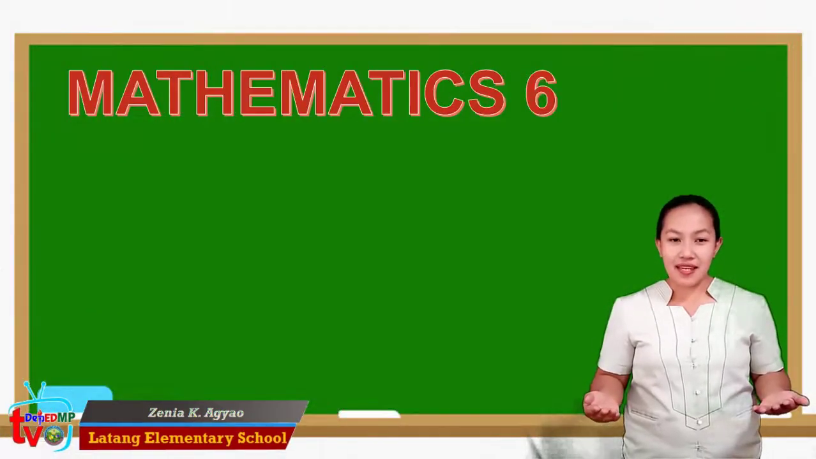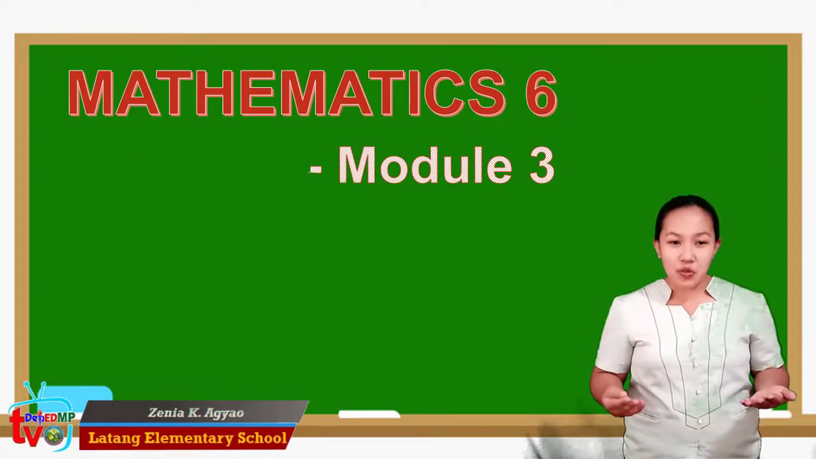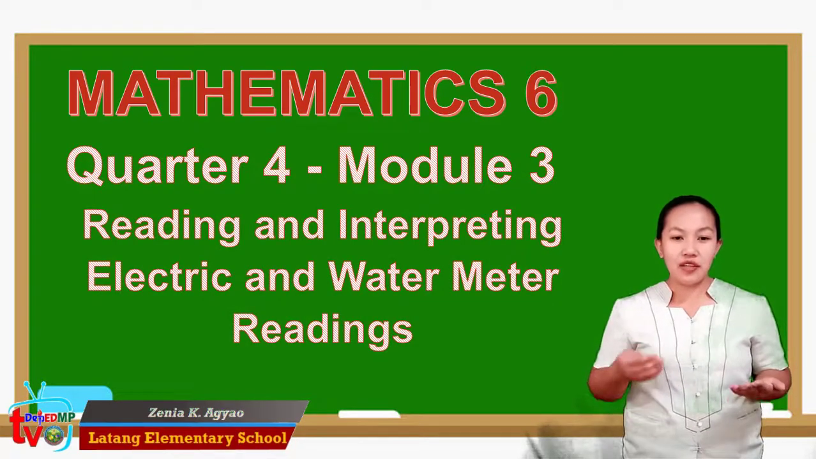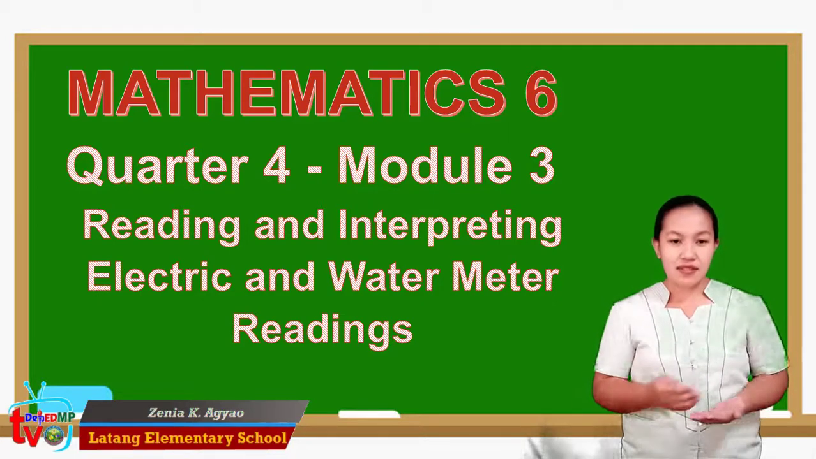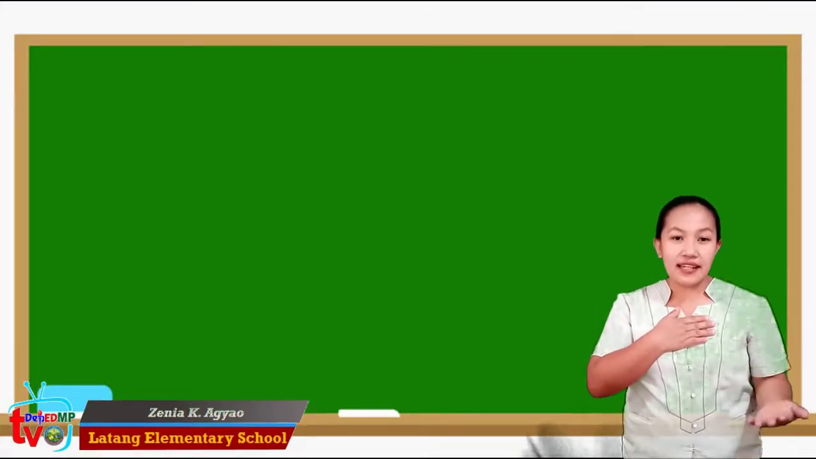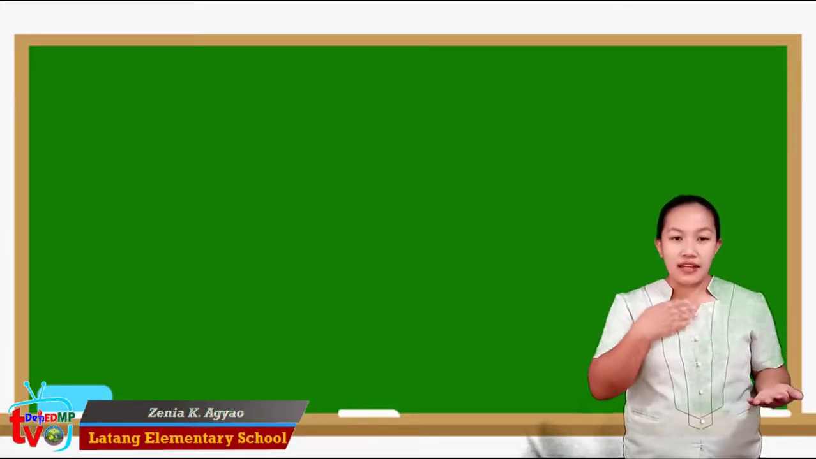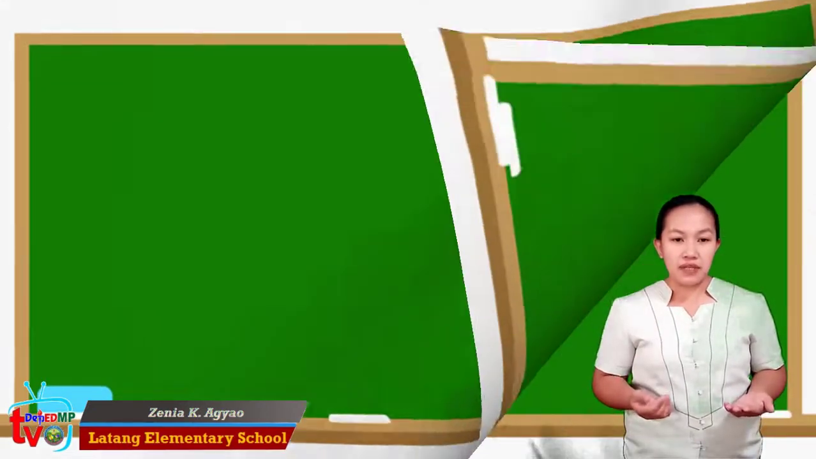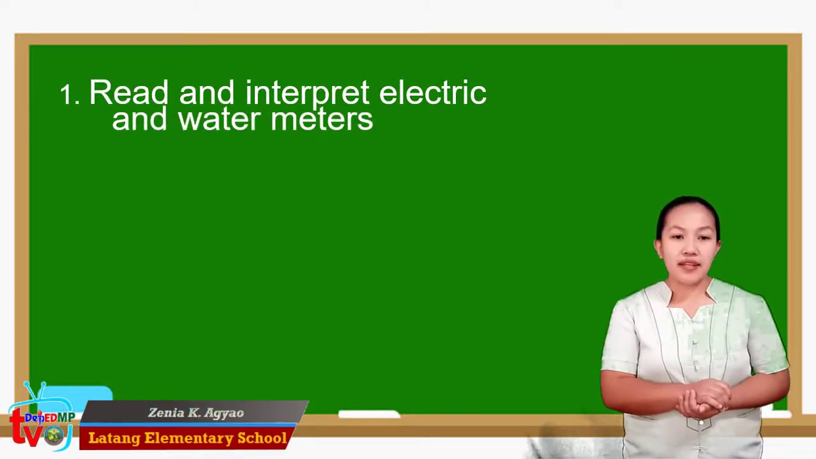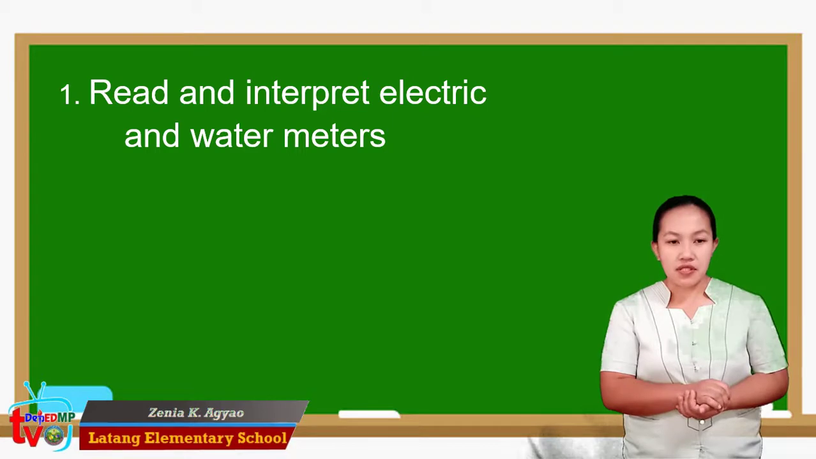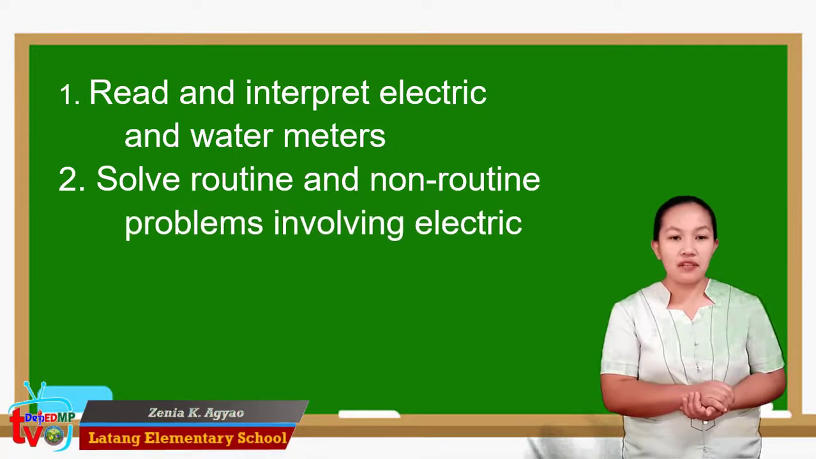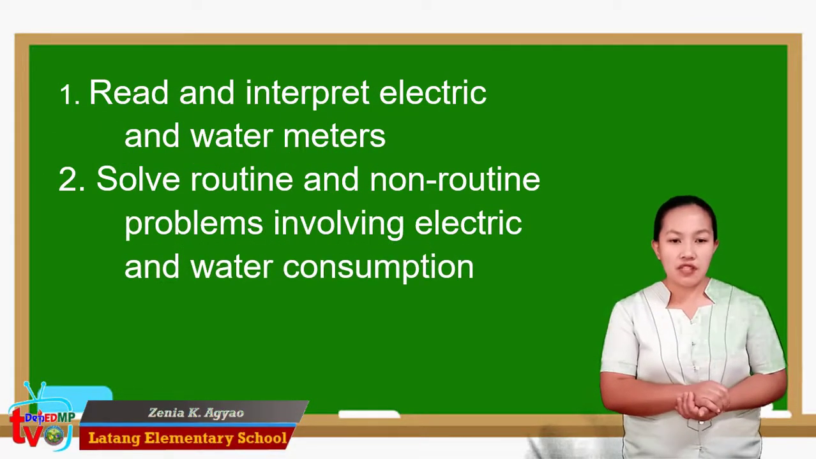Welcome to Mathematics 6, Quarter 4, Module 3, and our lesson is about reading and interpreting electric and water meter readings. I am Teacher Zen, your guide in answering your module. The activities in here will help you to, number 1, read and interpret electric and water meters. And number 2, solve routine and non-routine problems involving electric and water consumption.